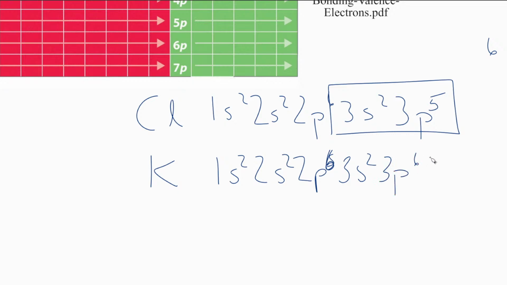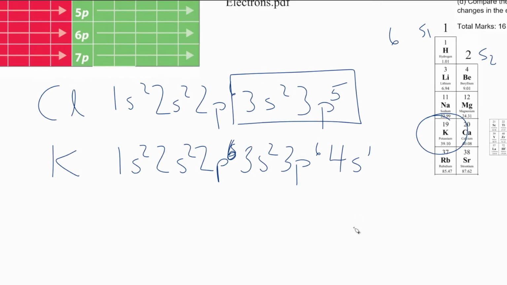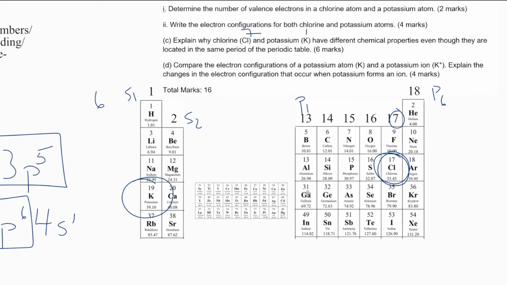3p6, 4s1. Is that right? 8? So 10 plus 8 is, yeah. So those are the electron configurations, and you can see if we move the 1 up here, this would have a full outer shell, and then underneath here, we would have a full outer shell for that one. All right.